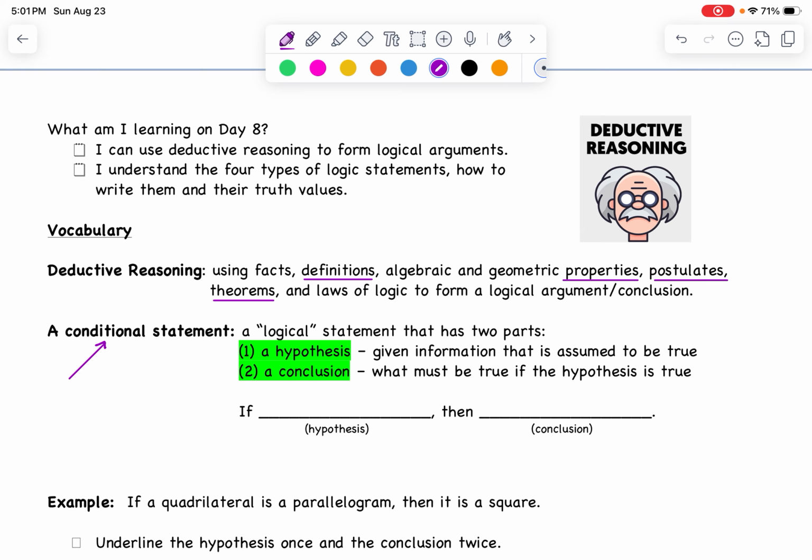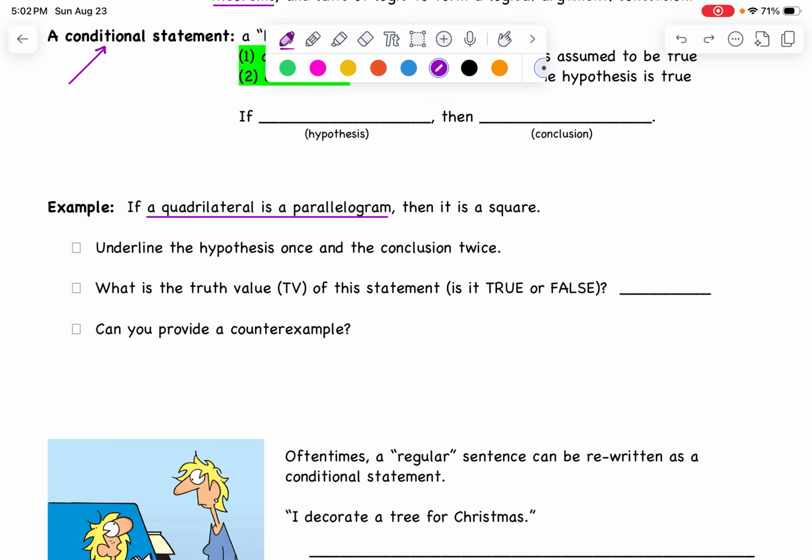All right, so the first thing we're going to do is underline the hypothesis. Well, the hypothesis is the sentence that follows the if. It does not include the if. The if stands alone, and then the hypothesis is the statement after that. So a quadrilateral is a parallelogram. So what we know for sure is no matter what we're looking at, we know we are looking at a parallelogram. Then the conclusion, it is a square. It tells us to underline that twice.